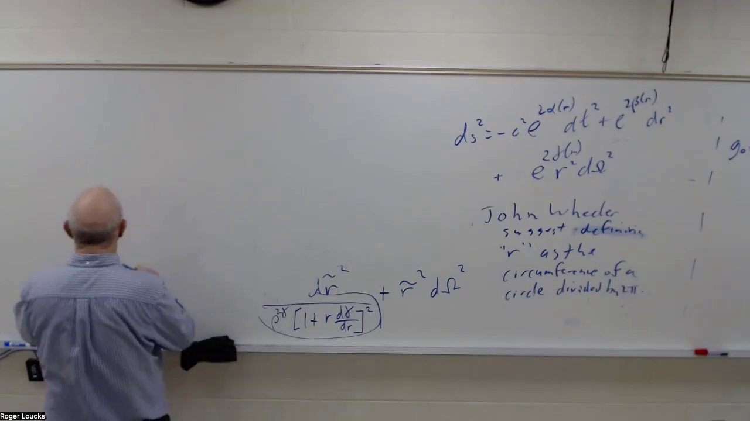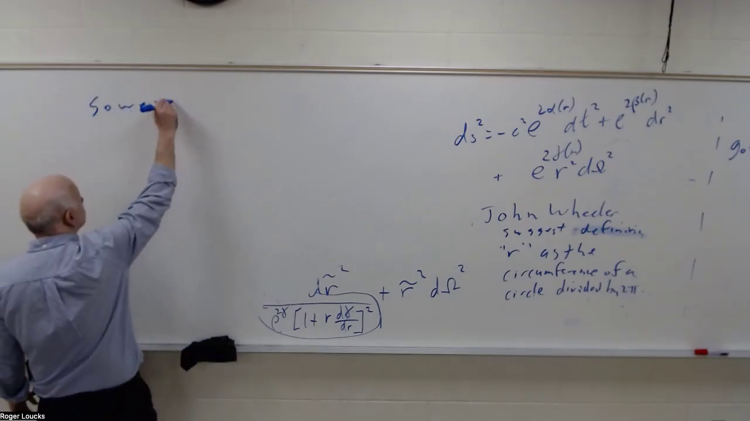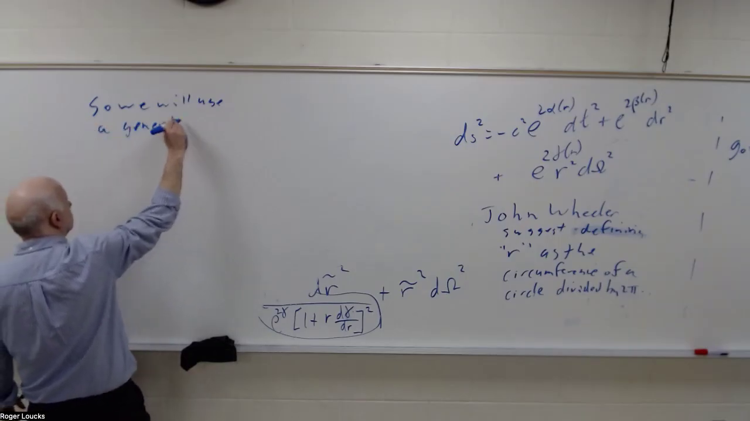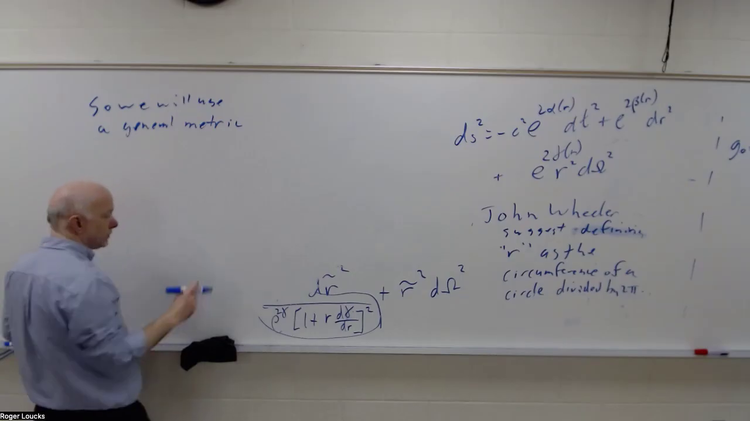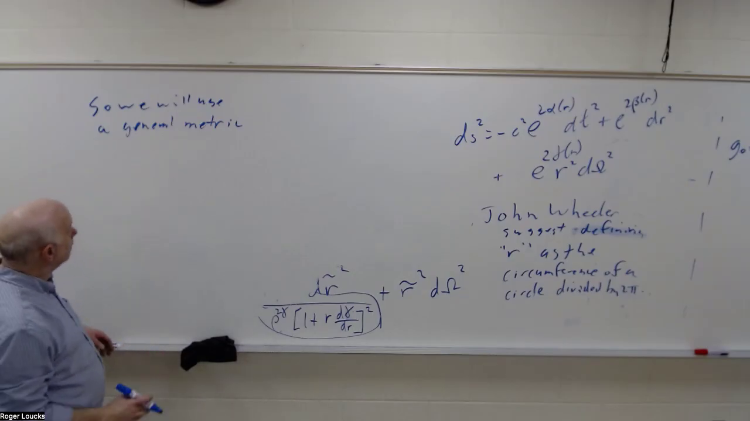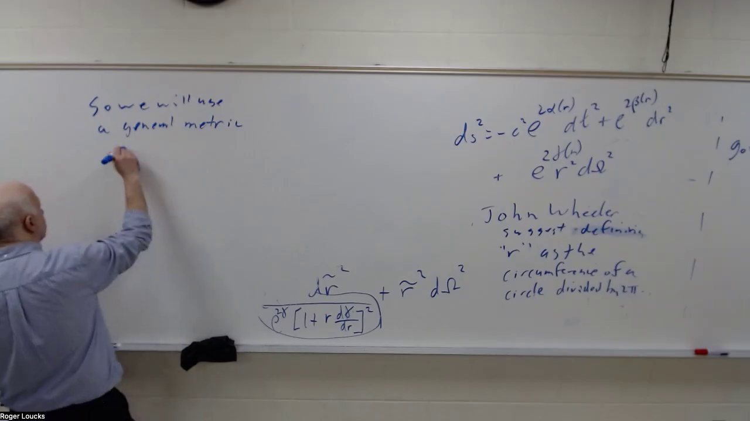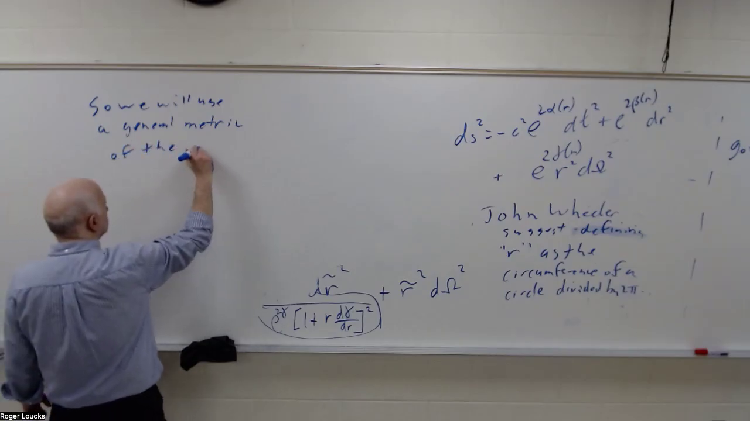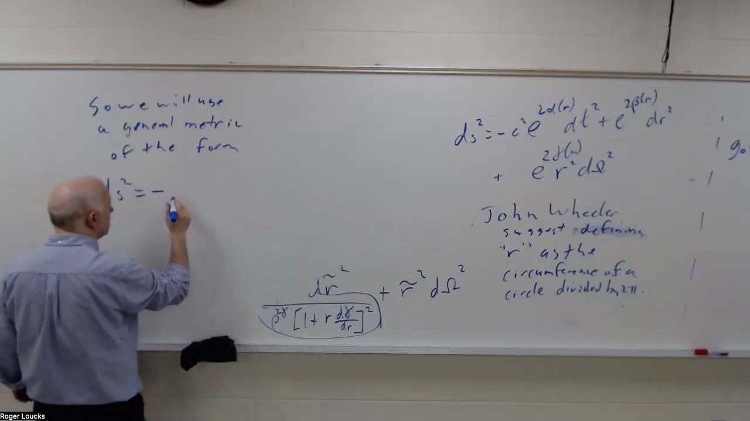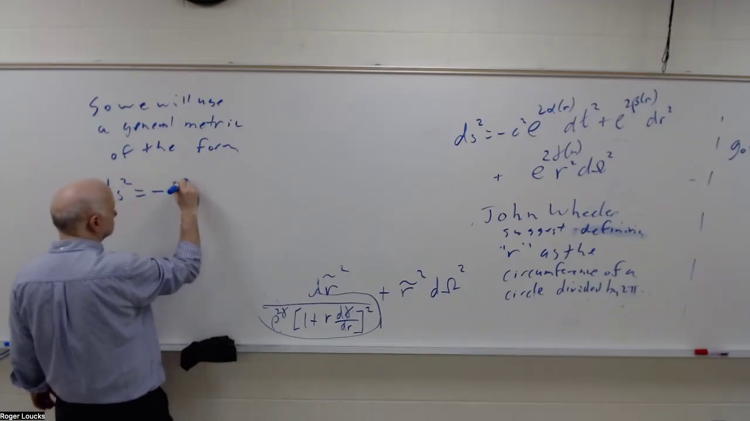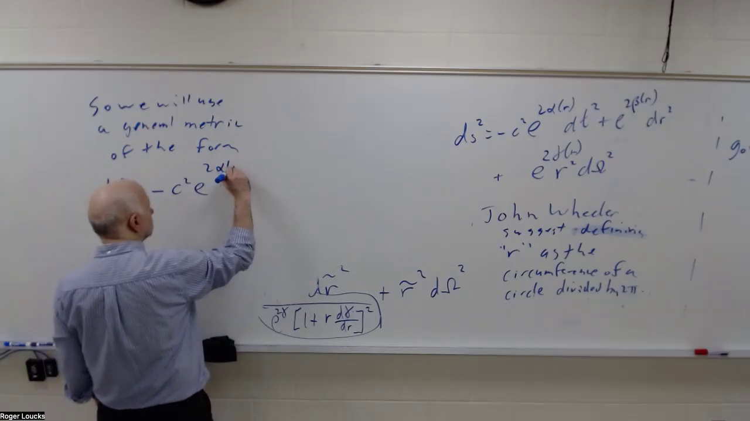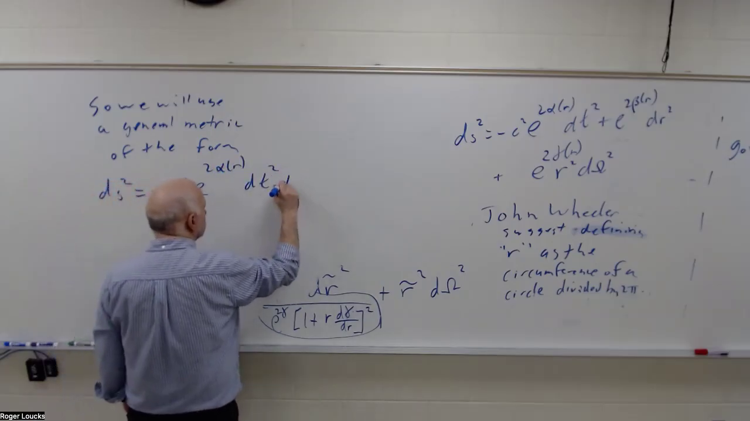Okay, so we will use a general metric, meaning that it's spherically symmetric and static in the vacuum solution, so it's not entirely general. A general metric of the form ds squared equals minus c squared. Did I put the c? I did put the c squared there. Here.